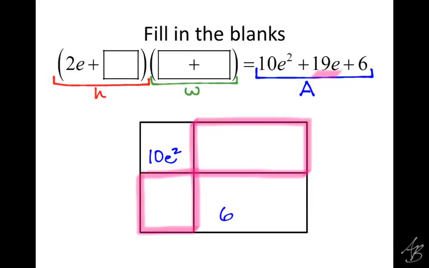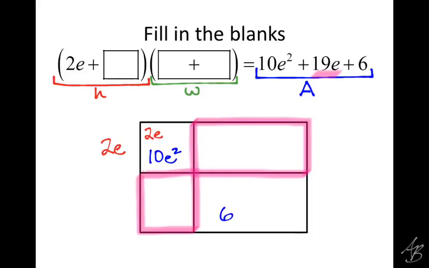I know part of the height is 2e, so I'm going to put that there. And I know that's the height of this rectangle, and I know it's also the height of this rectangle. So let's use that to figure out as much as we can to start with. Since the 2e is the height of this rectangle and this rectangle, what can I do with it?